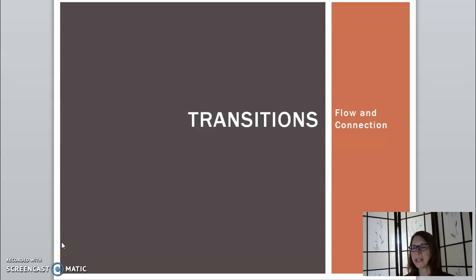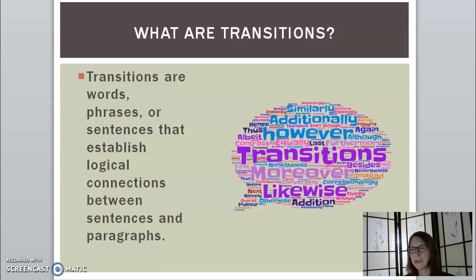Hi all! I wanted to talk to you about transitions today and how to use them in your writing. So first of all, let's talk about what transitions are. They're words, phrases, or sentences that establish logical connections between sentences and paragraphs.